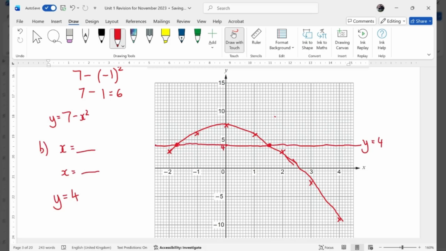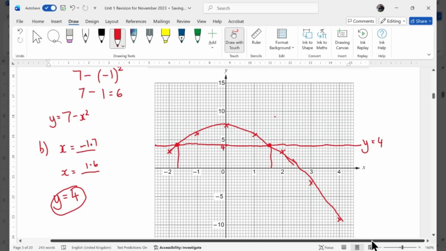Now, because of my terrible drawing of both things, these are not quite as they should be. However, my answers then would be minus 1.7. That's one of the intercepts, and the other intercept here is 1.6. Probably should be 1.7 or vice versa. The other one should be minus 1.6 for symmetrical purposes, but you'd get away with that, no problem at all. So be prepared to draw a horizontal line like y equals something, and then look for those intercepts as well.